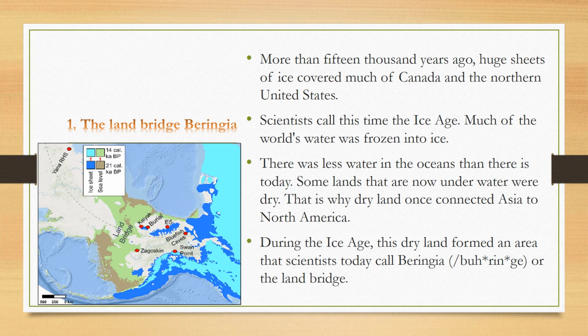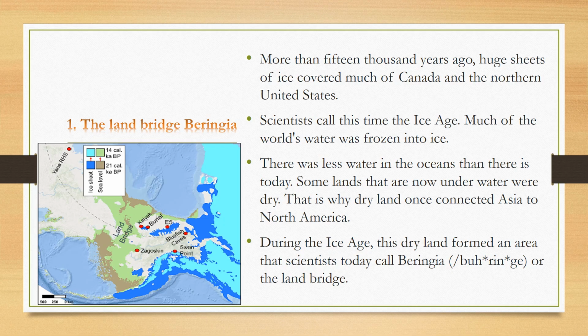And now we are going to start with the first lesson of the first chapter, which is the land bridge of Beringia. More than 15,000 years ago, huge sheets of ice covered much of Canada and northern United States. As all of us know, there have been 5 or 6 major ice ages in the history of Earth over the past 3 billion years. Here in our lesson we are going to talk about the last Ice Age, which began 34 million years ago.